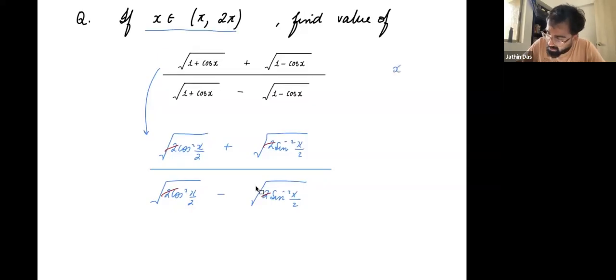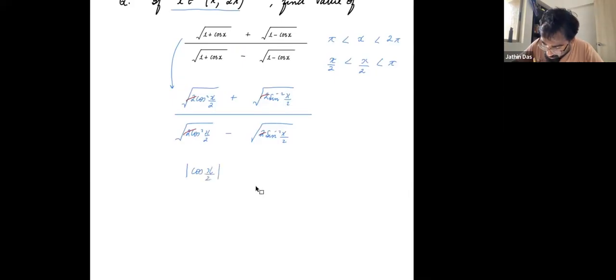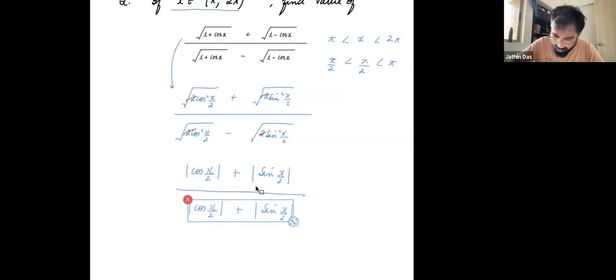Now, x is between pi and 2 pi. But we need to check which angle. So x by 2 lies between pi by 2 and pi. That comes in the second quadrant. So basically this is mod of cos x by 2 minus sin x by 2, divided by mod of cos x by 2 plus sin x by 2. This is what it will come up to. Now you tell me, how will I make the sign change?